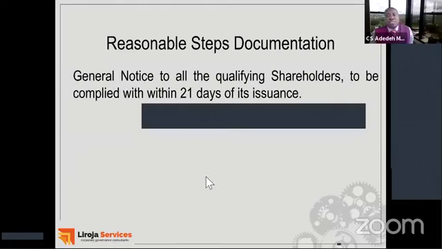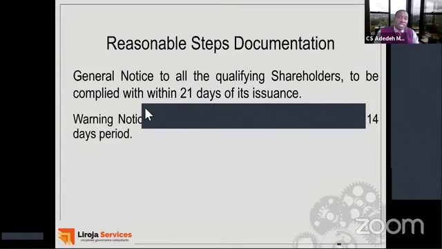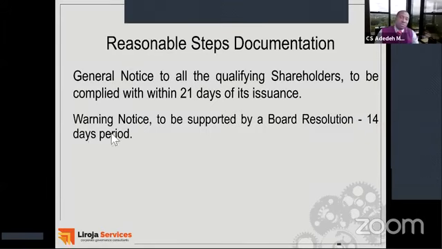The reasonable steps that the company should take include giving a general notice to all the qualifying shareholders to be complied with within 21 days of its issuance. Please note, it is your work as the CS or the work of the board to identify people in the register that qualify as beneficial owners and then send general notices seeking confirmations and further details for them to be recorded as beneficial owners. So if you have a listed company, there's no requirement for you to send this to all the 2,000 or 10,000 shareholders.